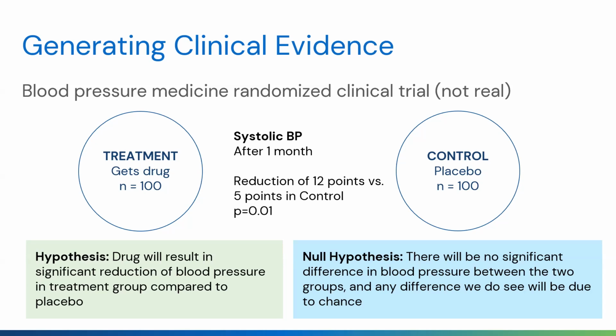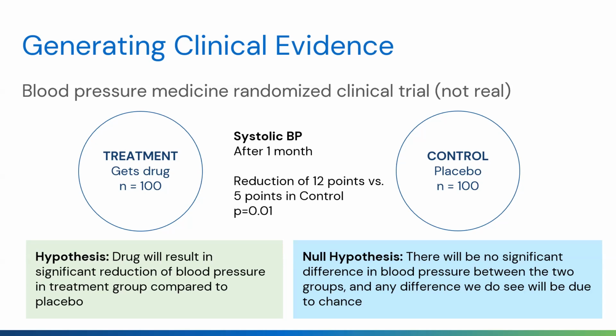And so you have treatment and control. Assume you have 100 in each group. The treatment group gets the drug and the control group gets a placebo. And assume it's blinded, so they don't know which one they're getting. My outcome measure, or my dependent measure here, is systolic blood pressure. And I'm going to measure that after 1 month. So I'm going to measure it before and after 1 month of participation.